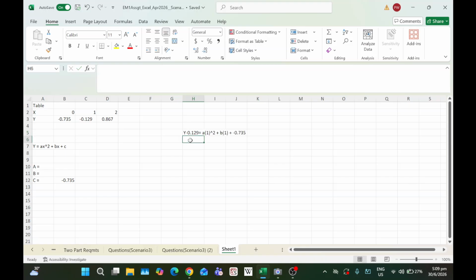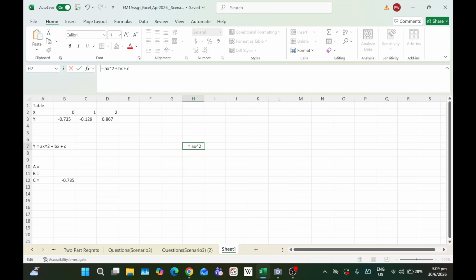So this would then simplify into, this was the y of negative 0.129 equals, oh no, it is already, never mind. That's a weird error. Either way, redo it here.